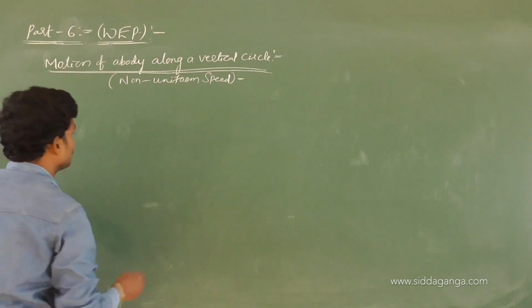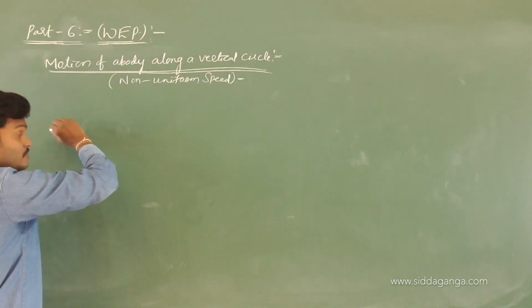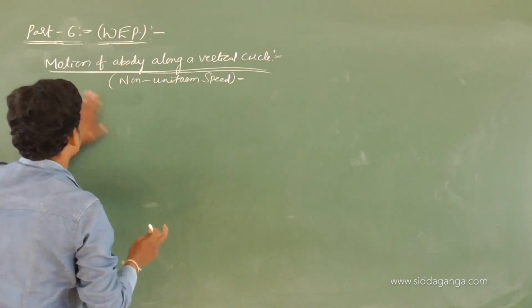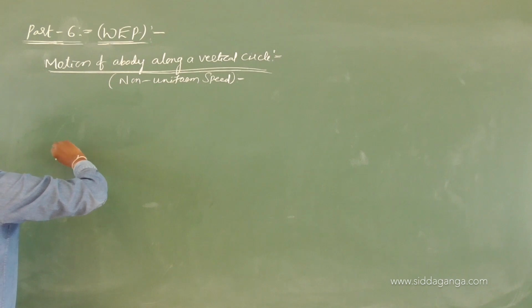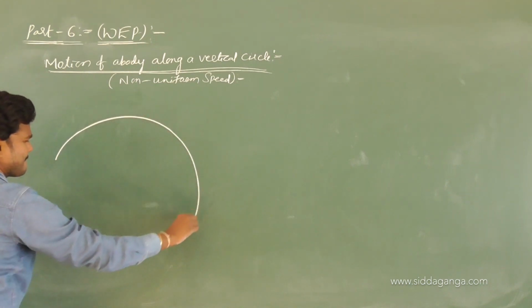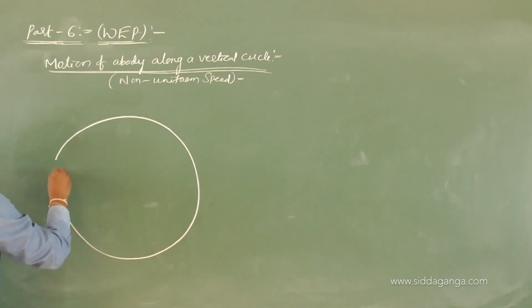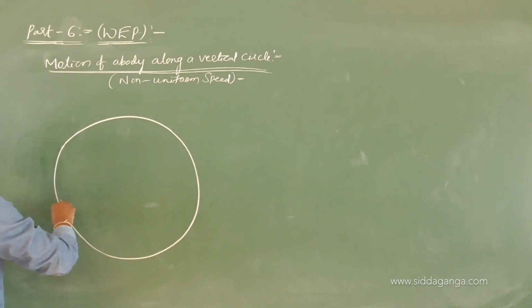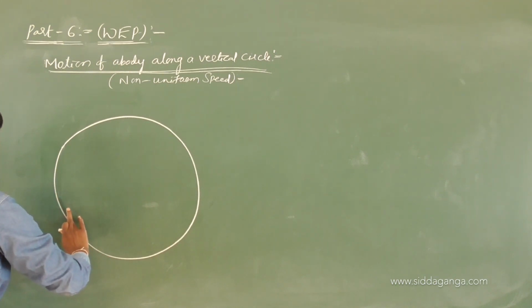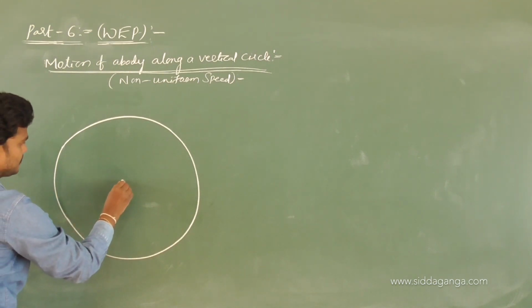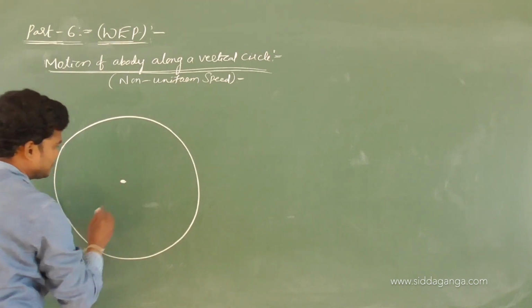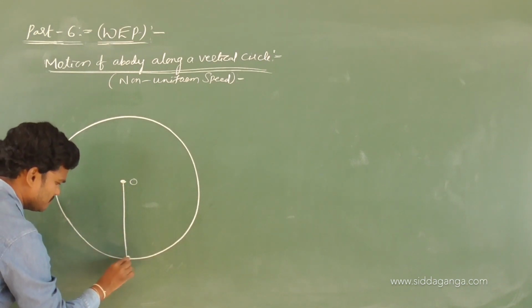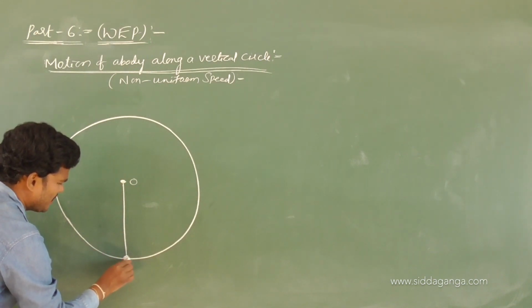Now let me consider a stone and see that it is rotated like this. Here, I am holding the wire like this. Let us suppose some point O and a stone is here. A stone or a body, any point mass, any mass.